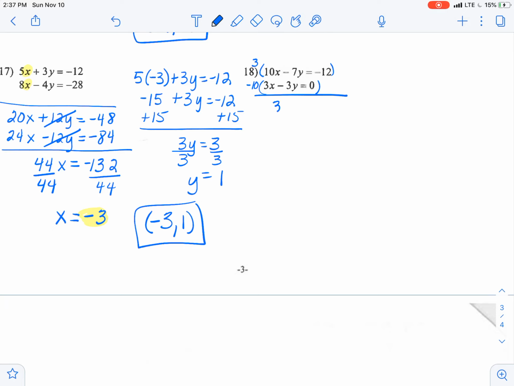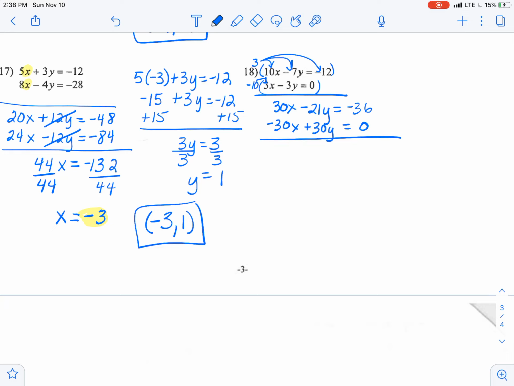I'm going to distribute. So I get in the top equation, I'm doing this one first, 30x minus 21y equals a negative 36. Sorry, let me rewrite that. That's a minus 36, so equals a negative 36. Now I'm going to do the next equation by a negative 10. So a negative 10 times 3 is a negative 30. Negative 10 times a negative 3 is a positive 30. And a negative 10 times 0 is 0.